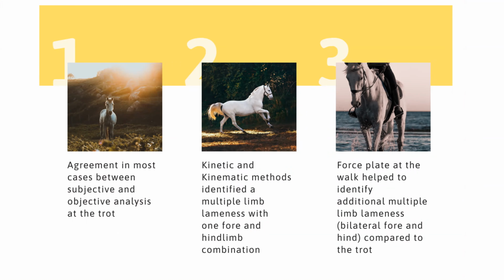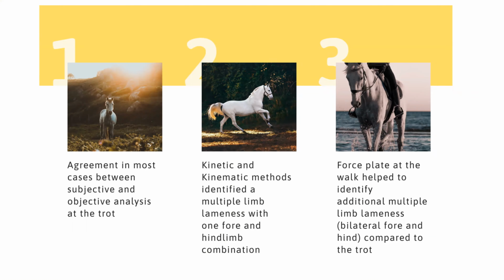Our research is ongoing, but some of our preliminary findings include the following. We found agreement in most cases between subjective and objective analysis at the trot. Both kinetic and kinematic methods identified a multiple limb lameness where only one forelimb and one hind limb were lame in combination.